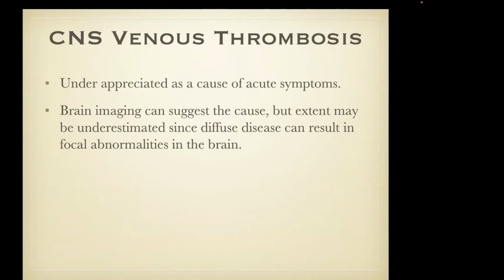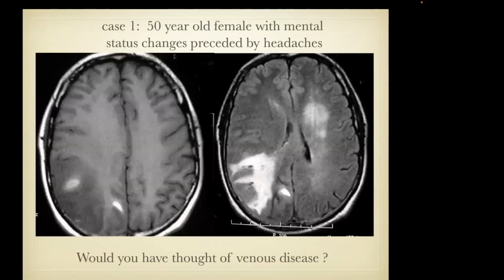Venous thrombosis, in my experience, is underappreciated. We often stumble to the diagnosis at some point in the workup, but often seem surprised at it. Oftentimes, the brain imaging can suggest that there's a venous cause, but the extent often is underestimated as well. For example, this was a patient who had mental status changes preceded by some headaches the week before.